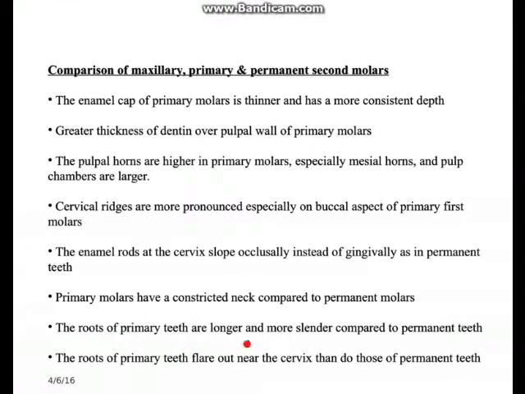The roots of primary teeth are longer and more slender compared to permanent teeth. We've seen that in the pictures. And they don't have a root trunk, remember, it's either small or non-existent. The roots of primary teeth flare out near the cervix more than those of permanent teeth. Yeah, they flare out. Permanent teeth tend to be closer to each other.